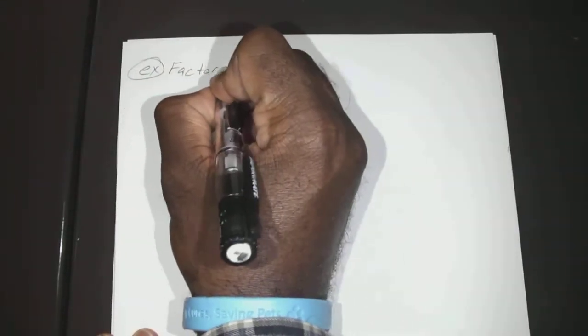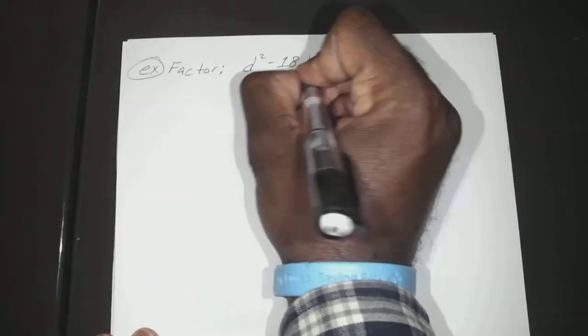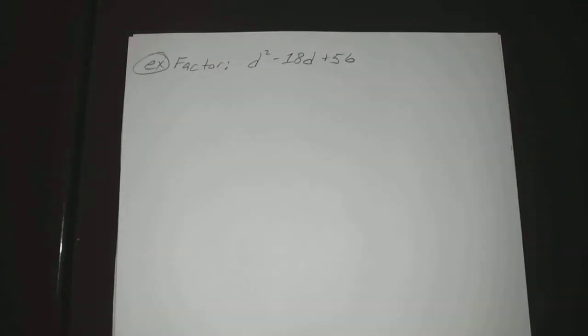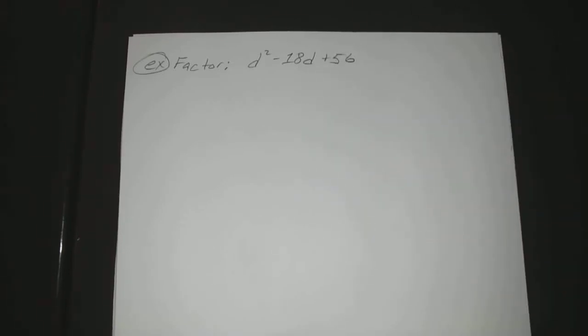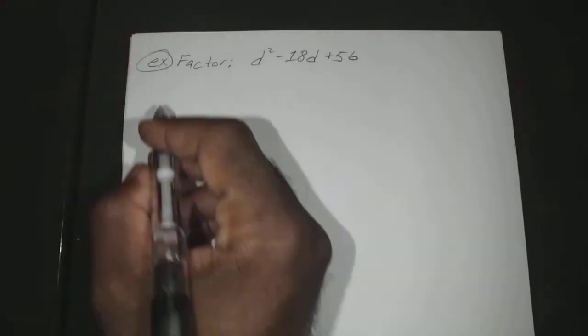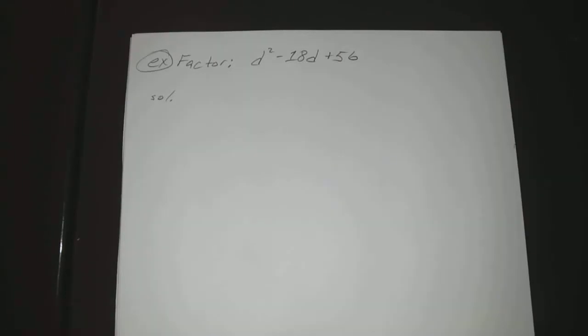All right, so let's say we have to factor, say, d squared minus 18d plus 56. Okay. So looking at this one, since that's positive, we already know that both would have to be negative. Or at least one. Always go by the at least one idea if you can't remember all the little rules.